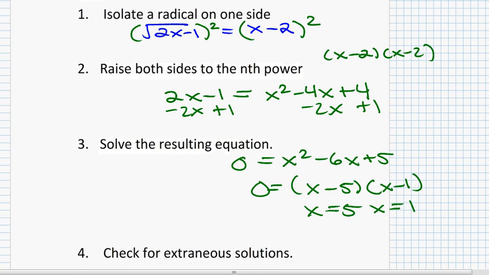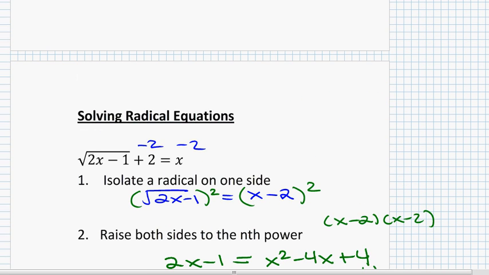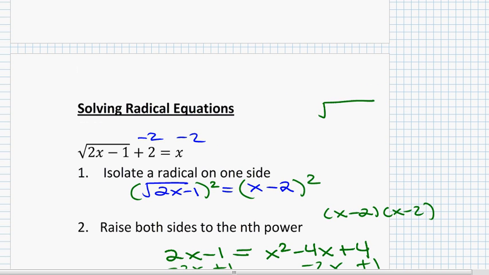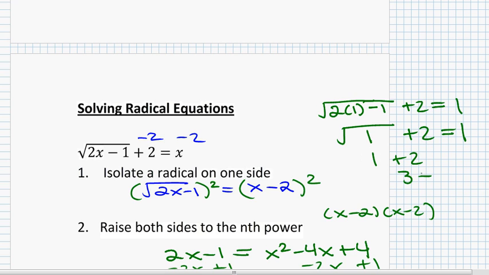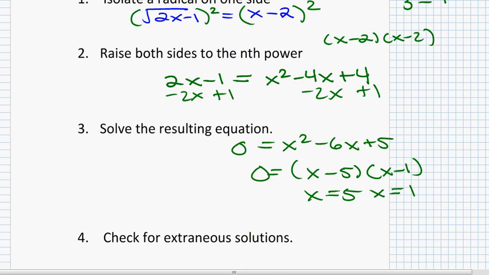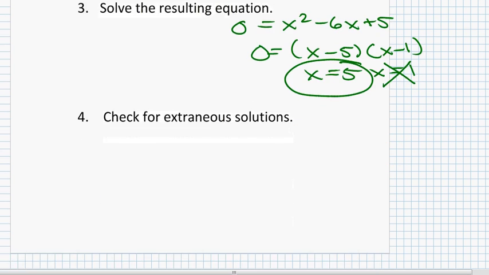And you want to check for extraneous solutions, meaning answers that don't work. So if you check, for example, 2 times 1 minus 1, plus 2, does that equal 1? 2 times 1 is 2, minus 1 is 1, plus 2. And 1 plus 2 is 3, 3 equals 1. That is not true, so that is an extraneous solution. Whereas if you put 5 in, it will work. So 5 is your only answer.